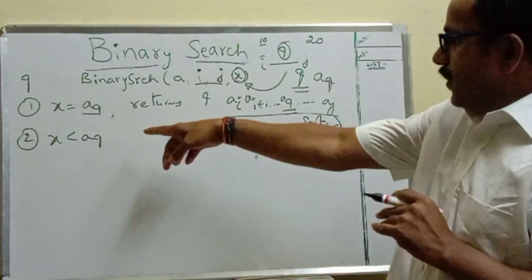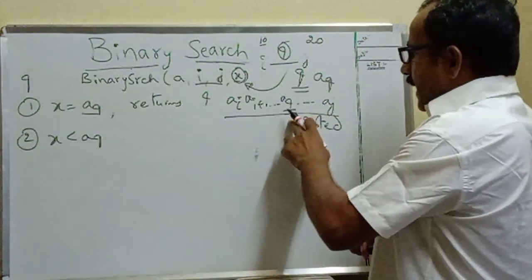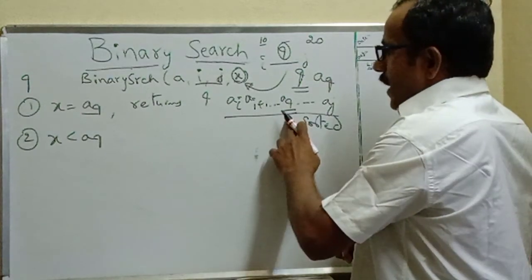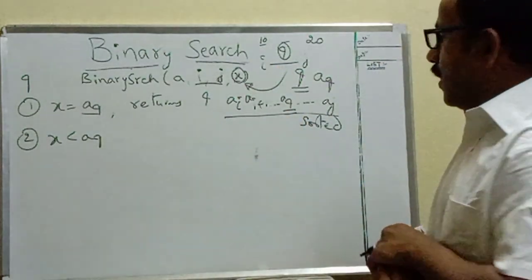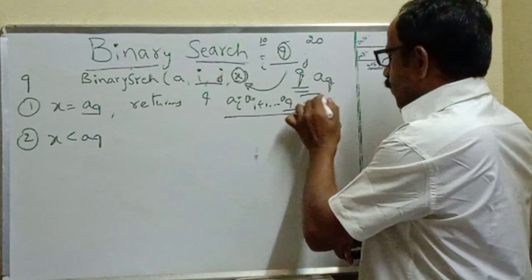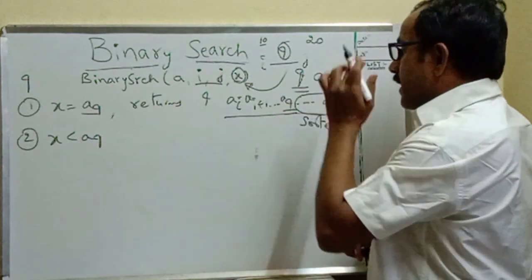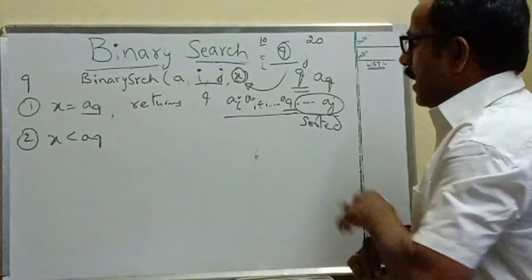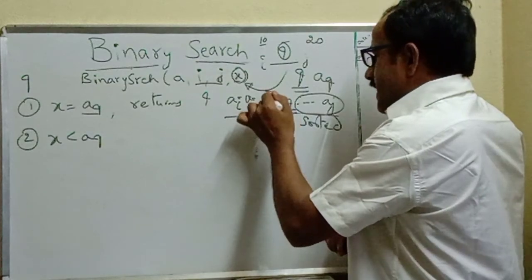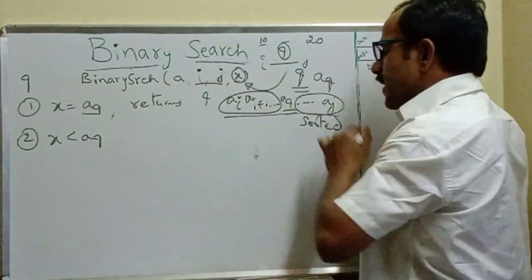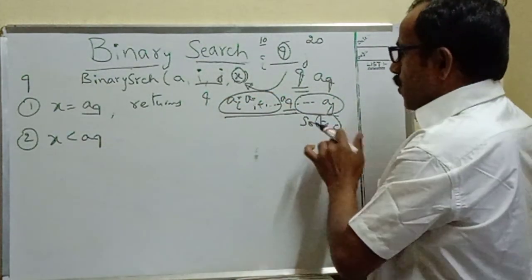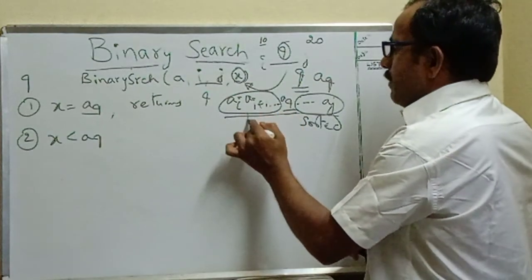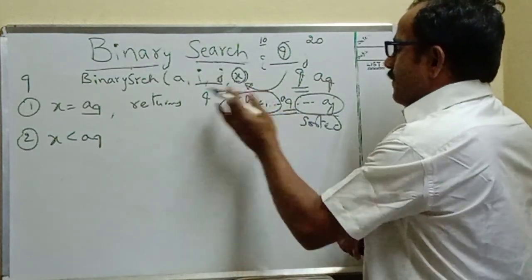Now suppose the relationship is like this. After selecting a location, that location number's element is greater than the searching element. All the elements are sorted. We cannot go further right because all these elements are greater than aq, since they are in sorted order. But the element x is less than aq, so we say that the element may be present on the left side of aq.